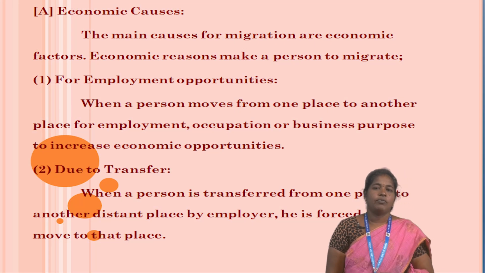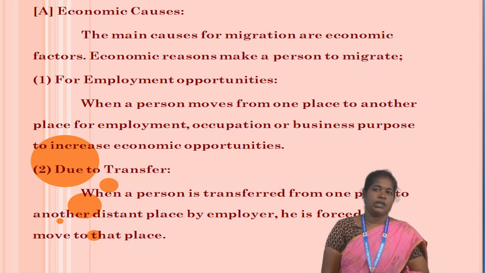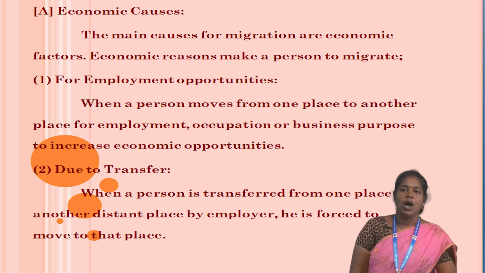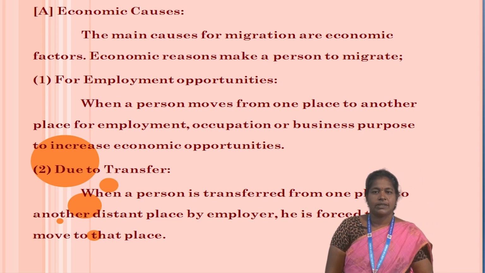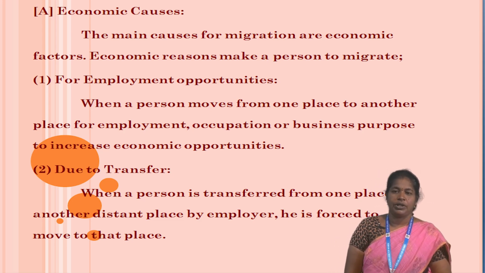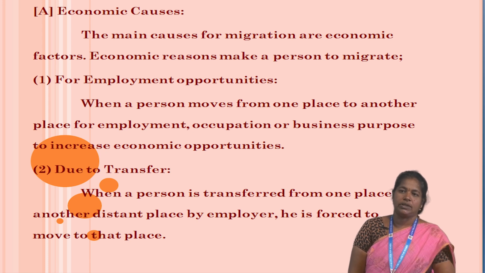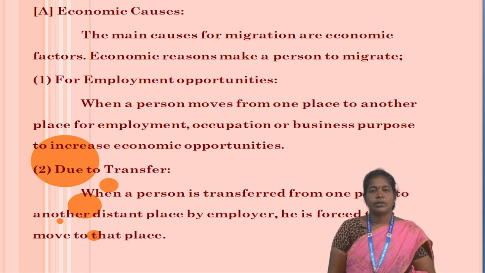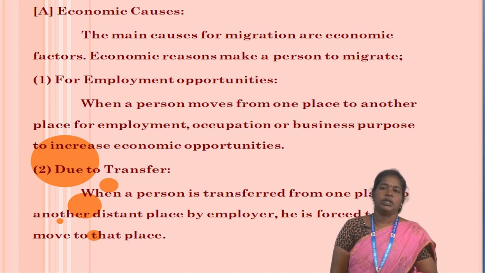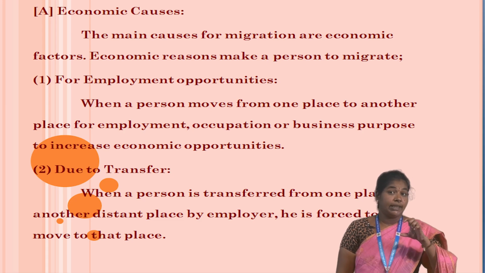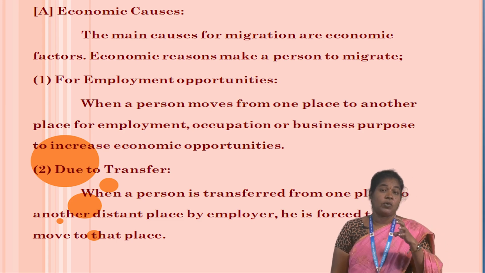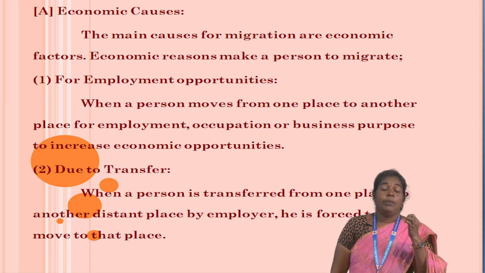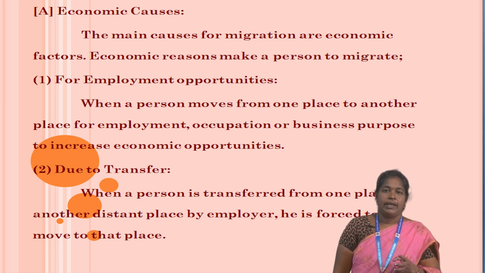Next, causes of migration. Causes of migration can be classified into economic causes, social causes, political causes, natural causes, and developmental activities, which vary from person to person. These are the types of reasons or causes for which people move from one place to another.